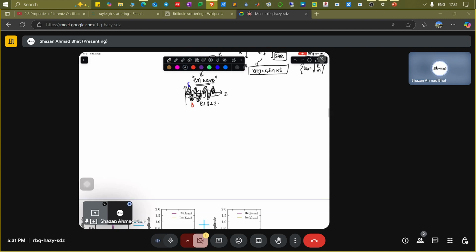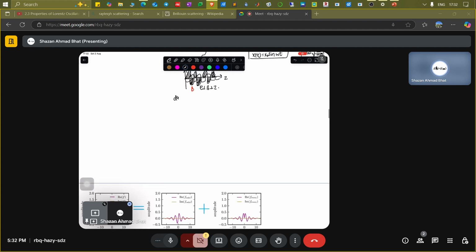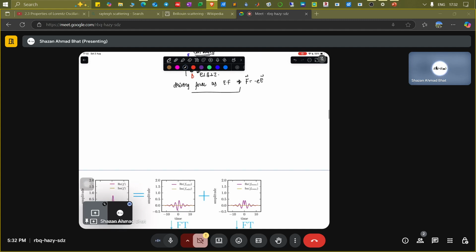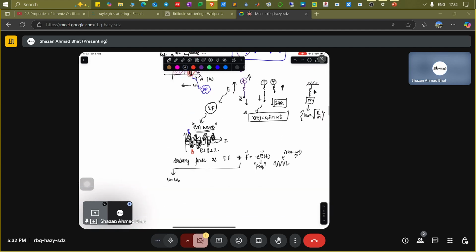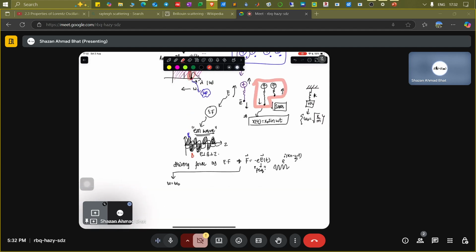It turns out that if the driving force is the electric field, which gives a force equal to minus E times the electric field, then you can have three scenarios. The first scenario is that the driving field has some frequency, obviously, because it's an electromagnetic wave. A plane wave e to the power i(kx minus omega t) has a certain frequency, which is the frequency of the electromagnetic wave. If this frequency is equivalent to the resonant frequency of this atomic system, the positive charge and the negative charge, this particular frequency.